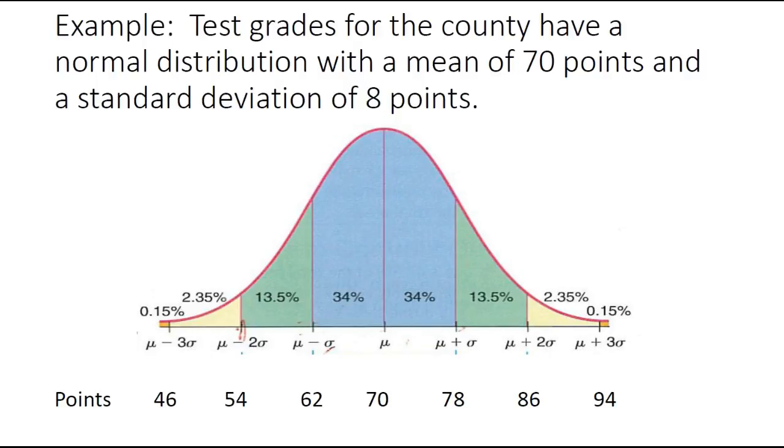Here's an example of how to use the empirical rule. Test grades for the county have a normal distribution with a mean of 70 points and a standard deviation of 8 points. Given that information, we know the mean is the center of the curve, so the 70 is in the middle. And the standard deviation can be counted off in each direction. So here we would add a standard deviation to get 78. We'd add another standard deviation, which is 8 points, to get to 86. On the other side, we're subtracting.